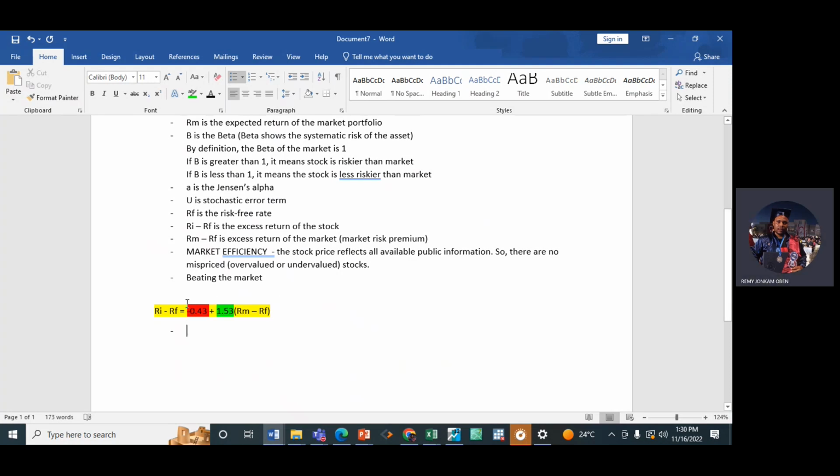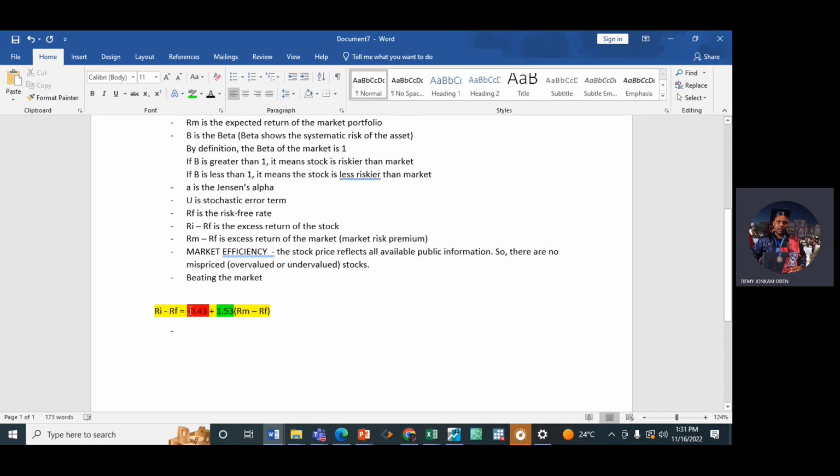I told you that this Jensen's alpha, this constant, is very important. It tells us if the stock is fairly priced or if it is mispriced. Jensen's alpha should be statistically equal to 0, it should not be significant. Because if this constant is significant, it means the stock is not fairly priced.